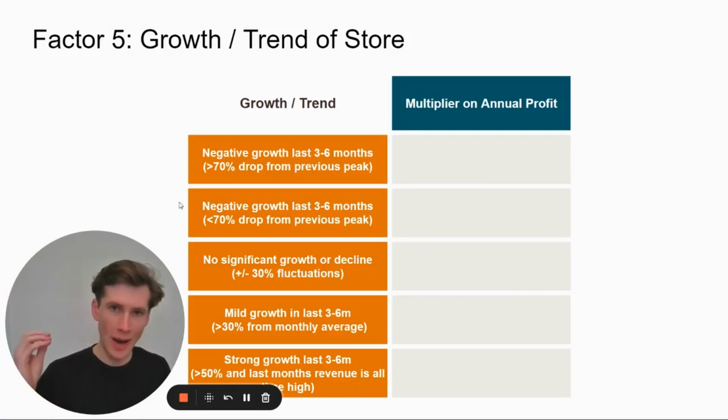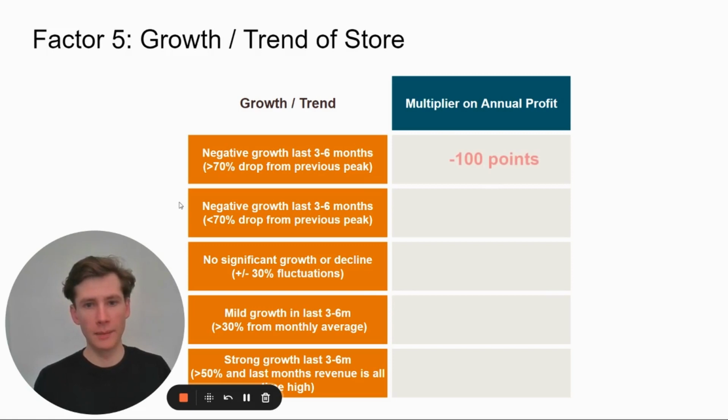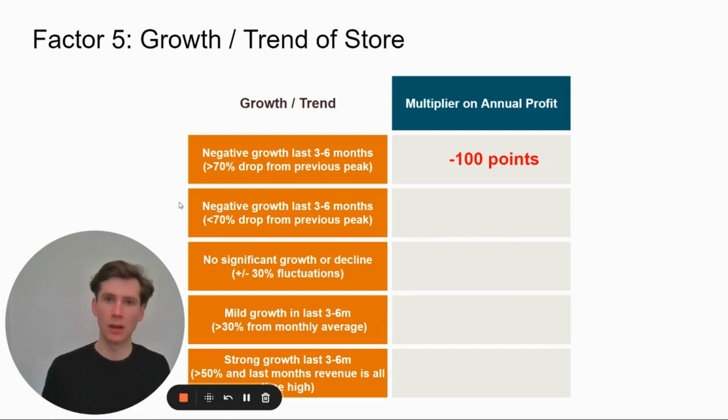But again, trying to quantify every single factor: if you really had negative growth in the last 3 to 6 months, and I define this as above a 70% drop from the previous peak, which is very, very common, this is really going to hurt your valuation. Even if you've made, let's say, 5 million in the first 9 months of that year, and then you dropped off 80% lower in the last 3 months, or 2 months, this is going to raise a lot of questions, right?